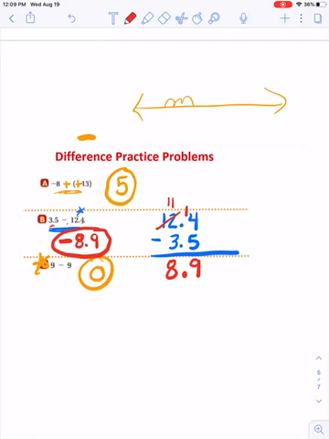So there's just a little review of adding and subtracting. Let me know, shoot me an email if you have any questions.